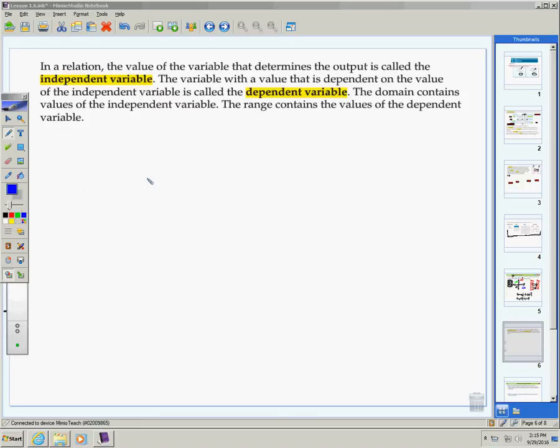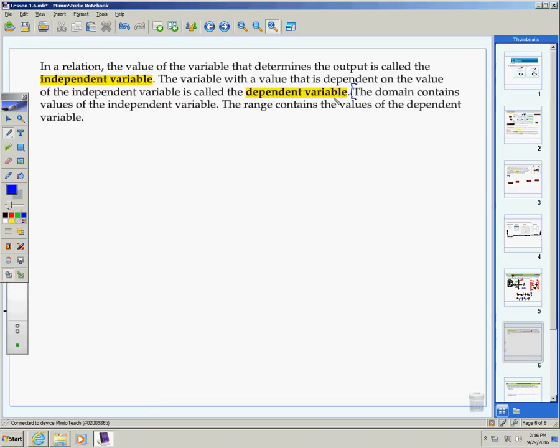Talk about are independent and dependent variables. You guys are probably really used to talking about these in science class. Okay, and in a relation, the value of the variable that determines the output is called the independent variable. The variable with a value that is dependent on the value of the independent variable is called the dependent variable. Okay, that sounds pretty complicated. Here's where it makes it a little bit easier.